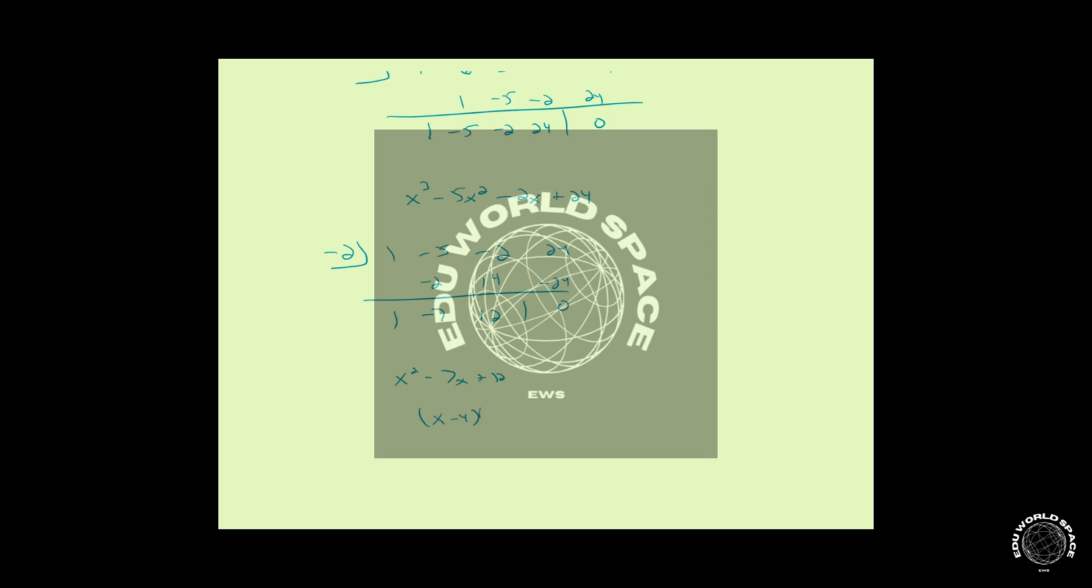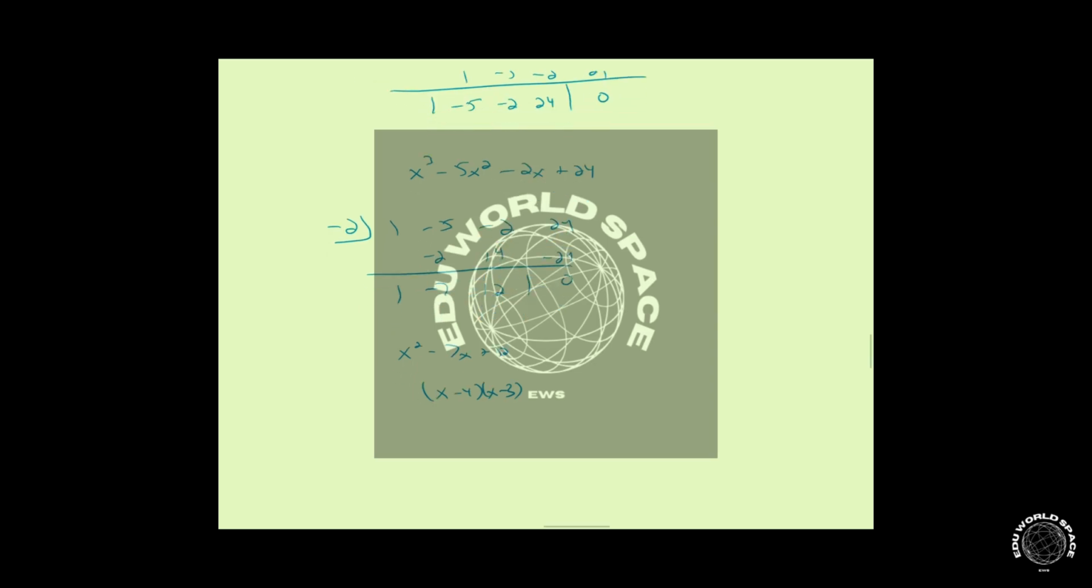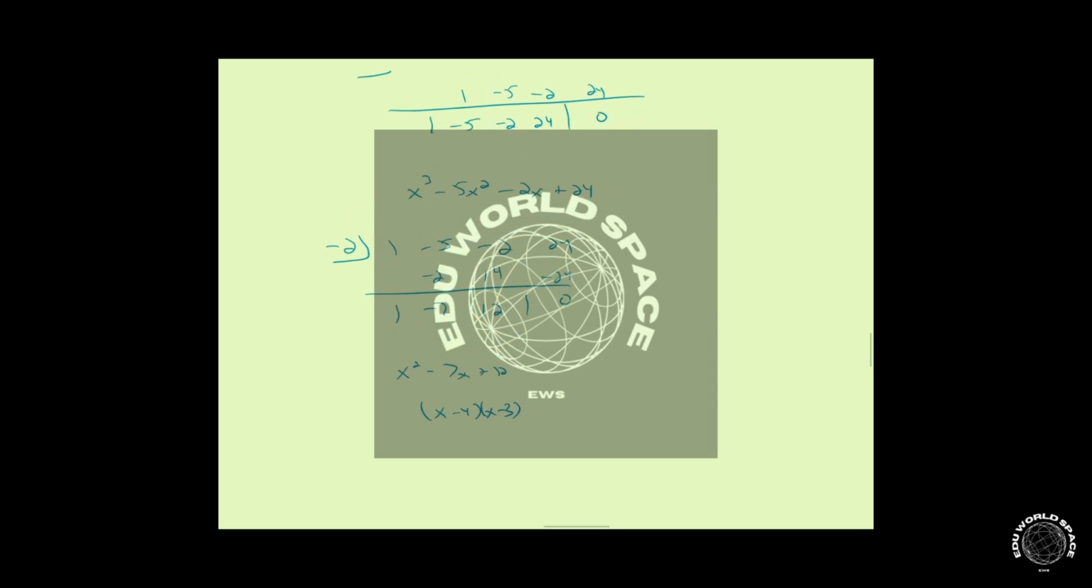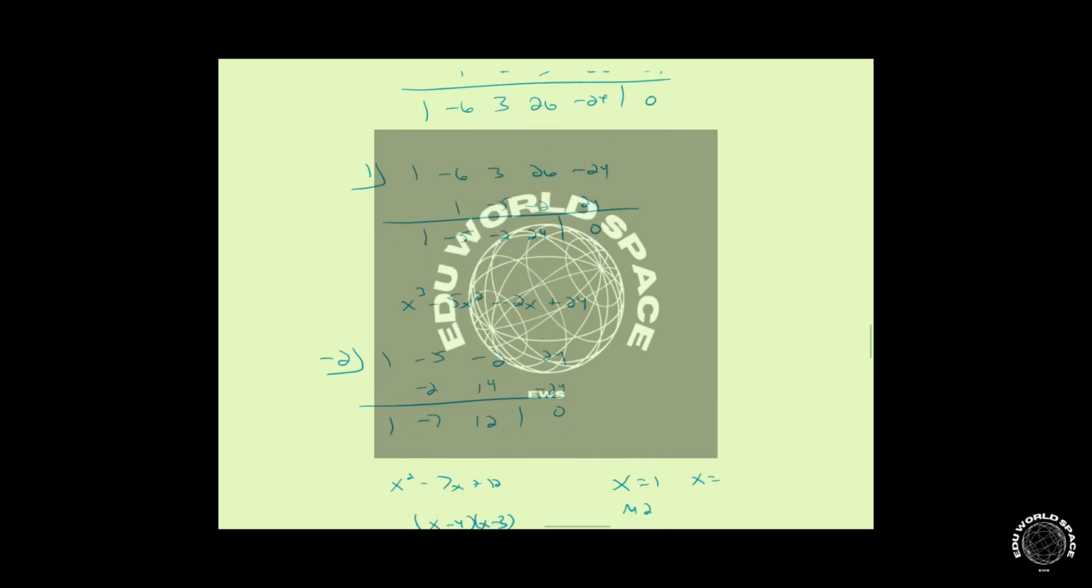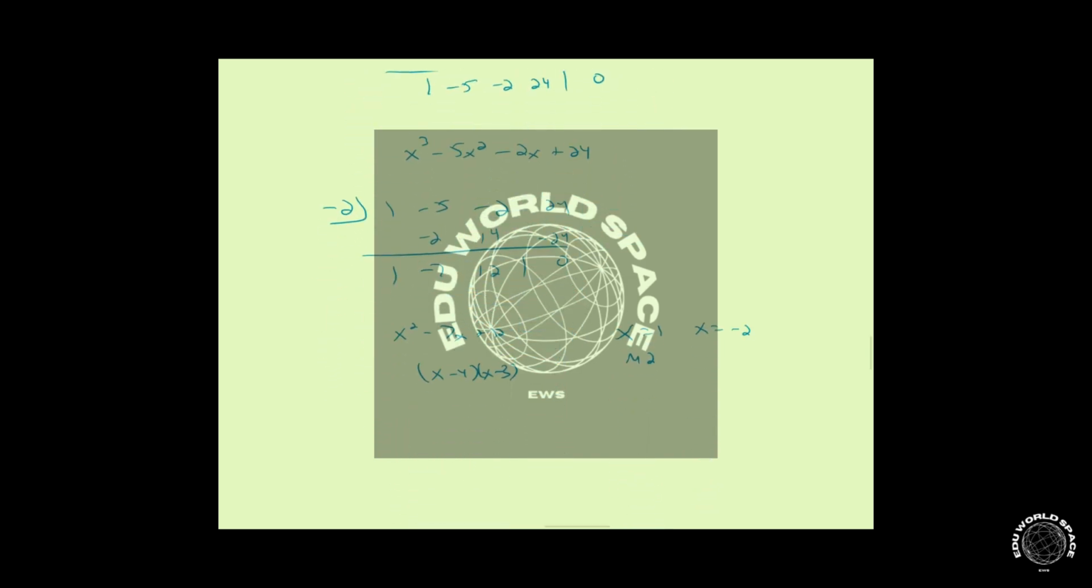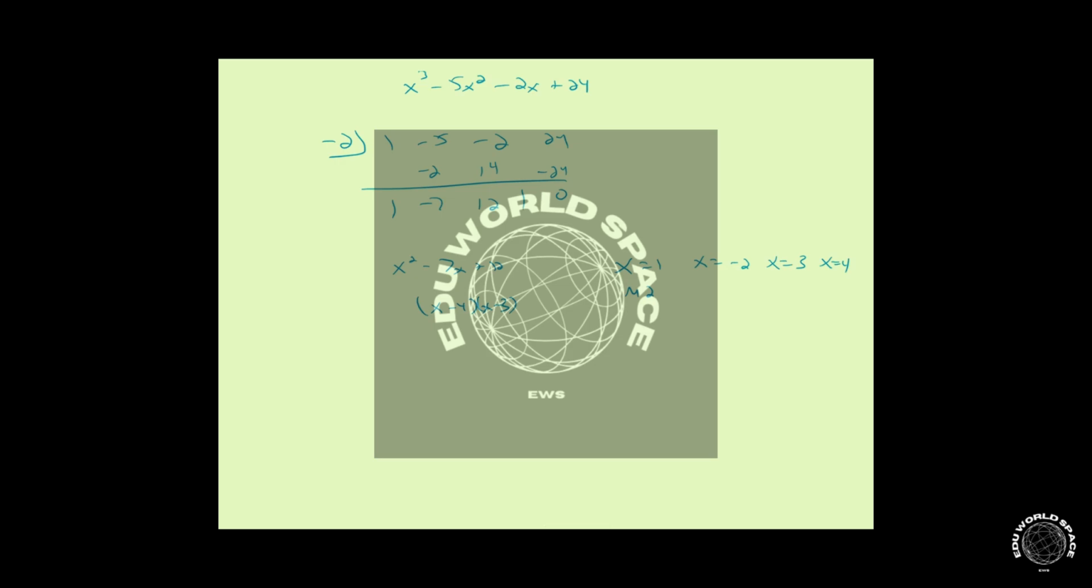X minus 4 and x minus 3, because 3 and 4 are also zeros. So now we've got all of our zeros. X equals 1, multiplicity 2, x equals negative 2, 3, and 4. So our objective here is to write this function in factored form.